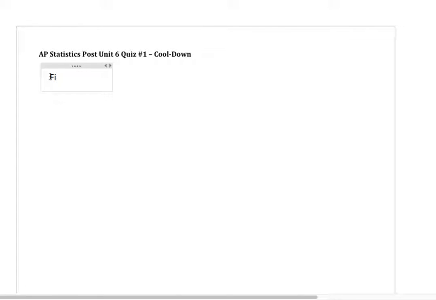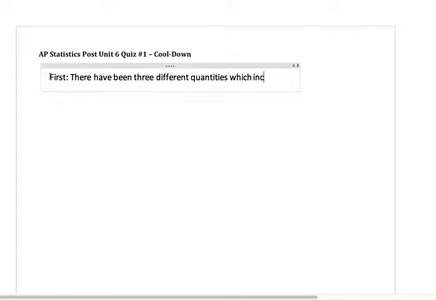So first, this is just several of the mistakes, common misconceptions, and standard things that we definitely need to be comfortable with as we move forward with inference. So first of all, there have been three different quantities which involve some kind of, I'm going to say P, okay? Let me make a little bulleted list here.